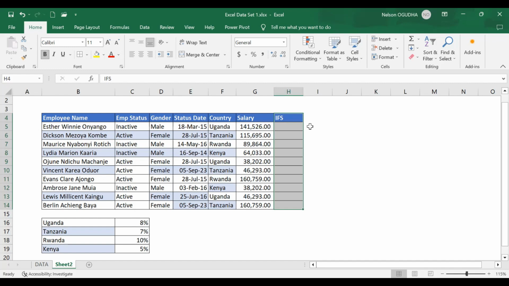So now I want to look at IFS, and in IFS, we only look at one part. It's only got the logical test and the true. It doesn't have false. We've just looked at salary increment for various people, and we used IF nested. So how do we use IFS to still have the same answer? We still want to do the salary increments for the various employees.